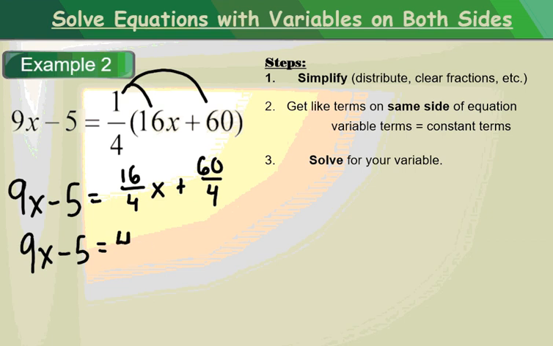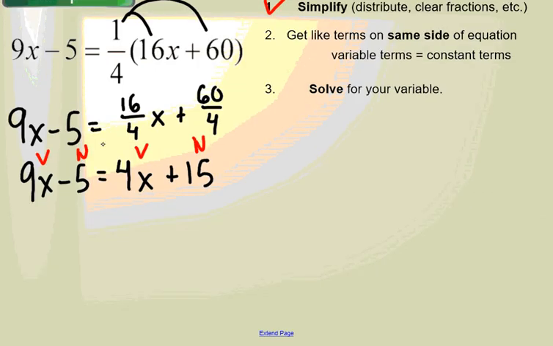16 divided by 4 is 4. 60 divided by 4 is 15. And now I'm here. I don't have any like terms on the same side because I've got variable, number, variable, number. It's a mismatch, so I'm done with step 1. Now I need to do step 2. Get all of my like terms to the same side.